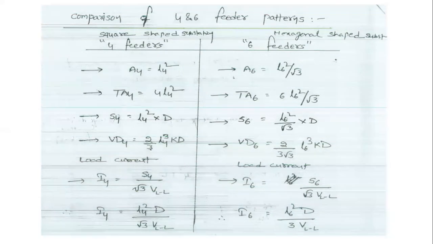2 by 3 L4 cube K into D, where K is the constant and D is the load density. Next, what is the voltage drop for the 6 feeders? That is 2 by 3 root 3 L6 cube K into D, where K is the constant value and D is the load density.